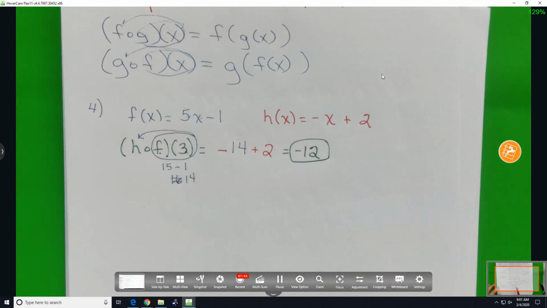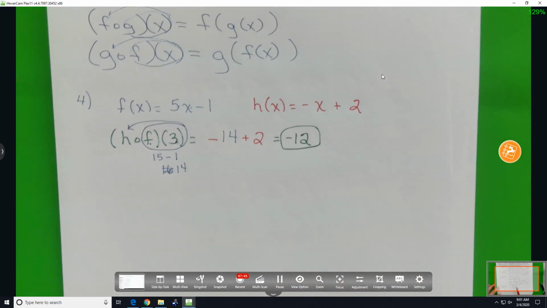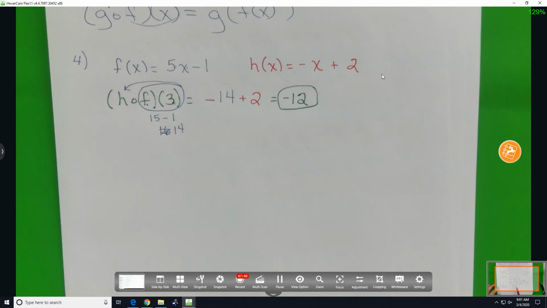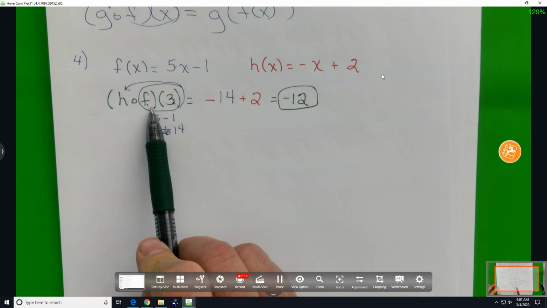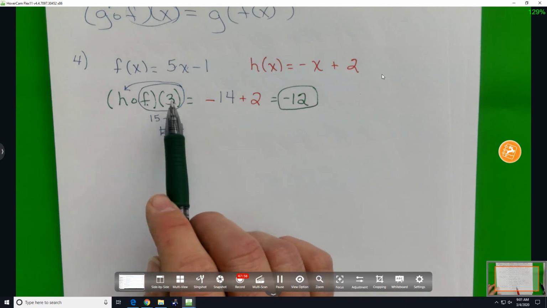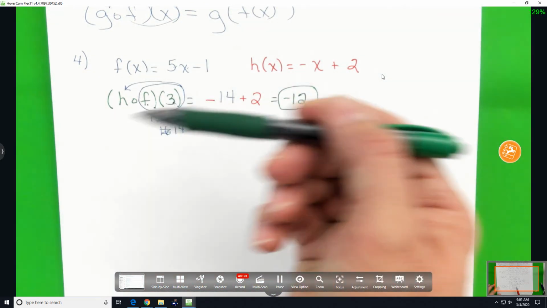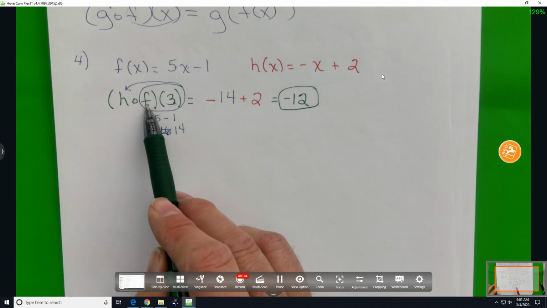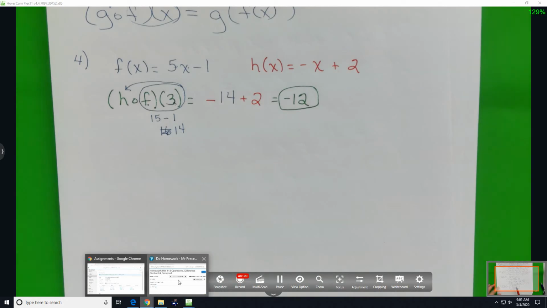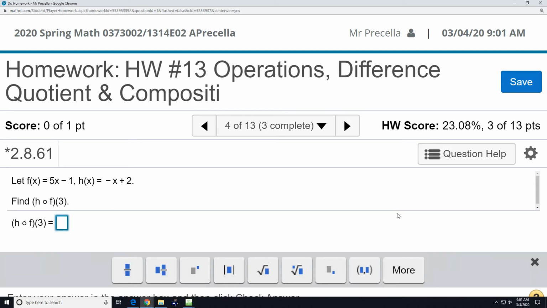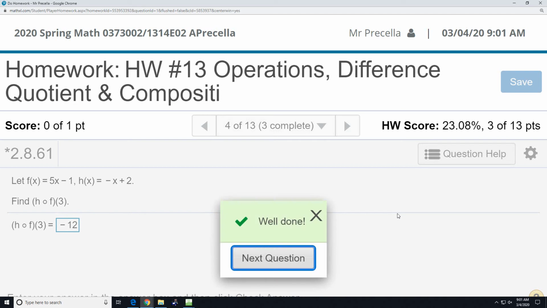See what I did? In words, if someone asks you to tell them what you're doing here: you take the 3, plug it into f, take that answer, plug it into h. You're starting with the number, working to the left. Plug 3 into f, plug that answer into h. So go ahead and punch it in. Let's do this one.